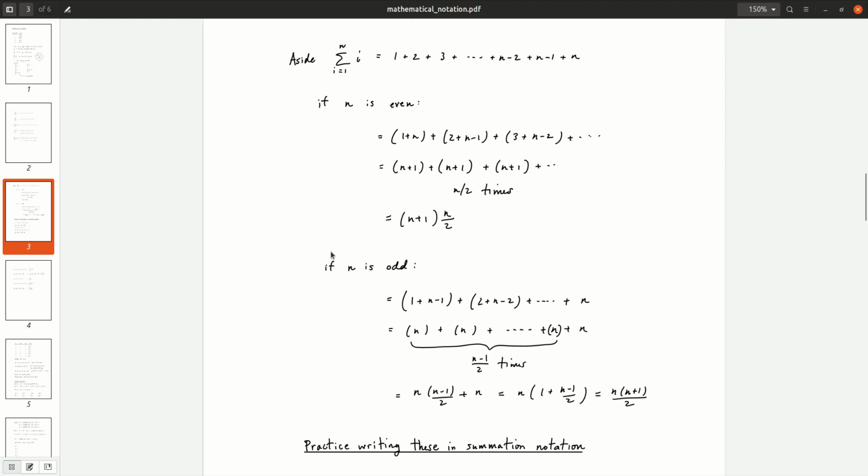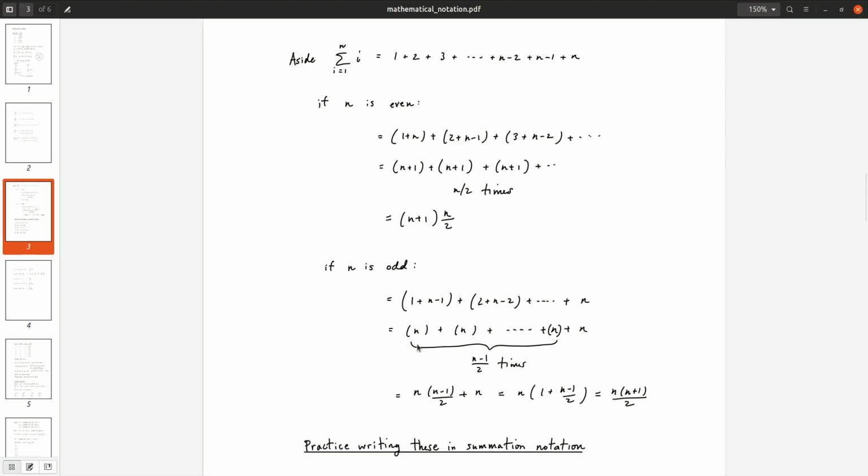Now we have to look at the odd case. What we do for the odd case is we leave the last one alone. Just put this aside, the plus n, for a minute. And then do the pair thing for 1 and n minus 1, 2 and n minus 2, 3 and n minus 3. If you do that, you get 1 plus n minus 1 is n, 2 plus n minus 2 is n, 3 plus n minus 3 is n. So you're going to get n for every single one of these pairs.